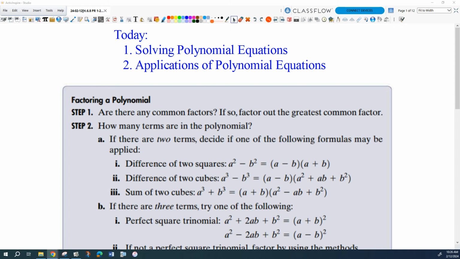Introduction, we're going to look at all the stuff we've done here on factoring. So today's the day where we look at, why is that useful? What do we do with it? So we're going to solve polynomial equations, and at the end we'll look at just a few applications of polynomial equations. But mostly we're solving polynomial equations.